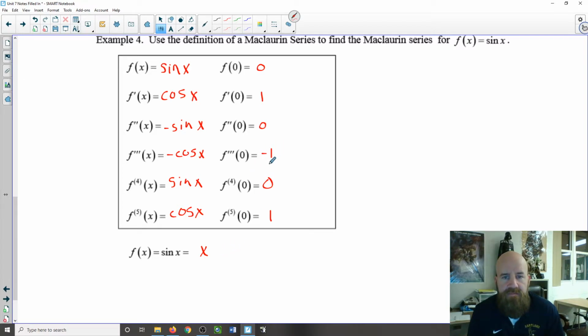Next term, now keep in mind we went first derivative, second derivative, now we're on the third derivative, so we're looking at the third power. So we're going minus x cubed over 3 factorial. We're going to skip the 4th power, and then we'll go to the 5th power. So 5th power is a 1 times x to the 5th over 5 factorial.